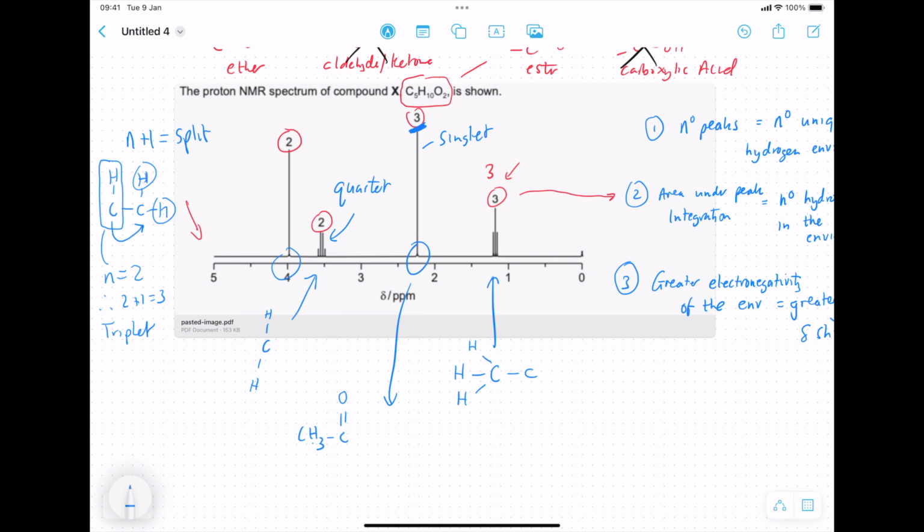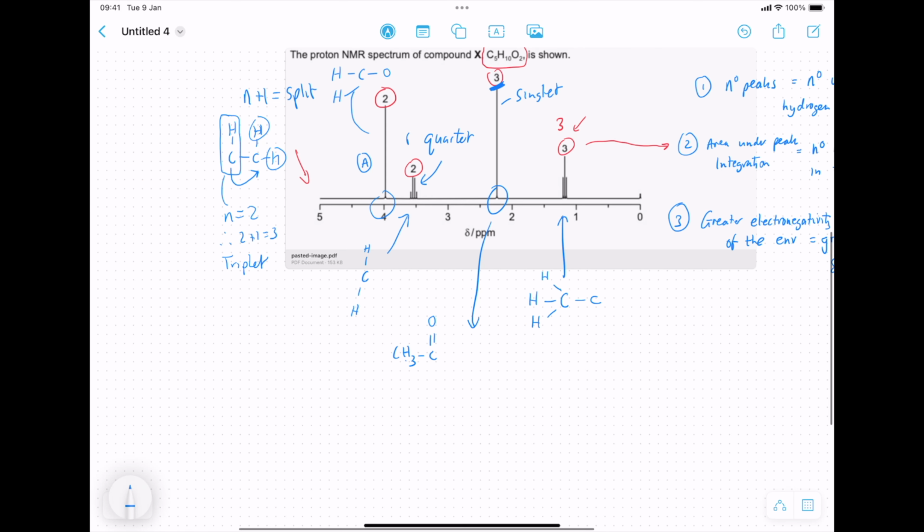And the only thing that fits that is a carbon with a hydrogen attached directly onto an oxygen. But also it's a singlet. So the fact that it's a singlet means it must be next to something which doesn't have any hydrogens. And it's a 2, so it has to be a CH2. So we call this A, let's call this B, let's call this C, let's call this D.